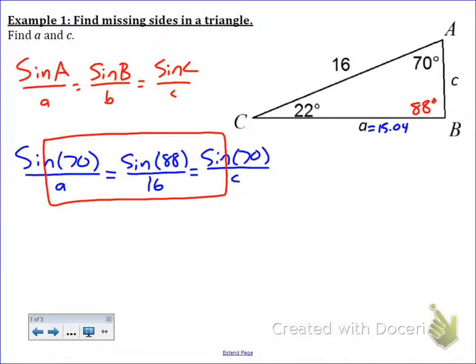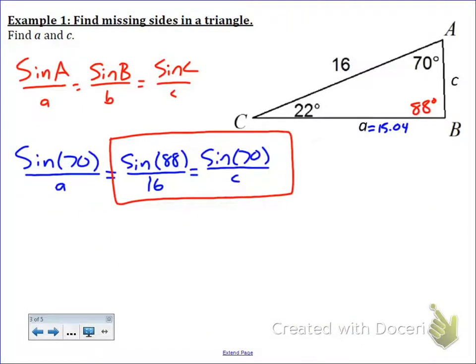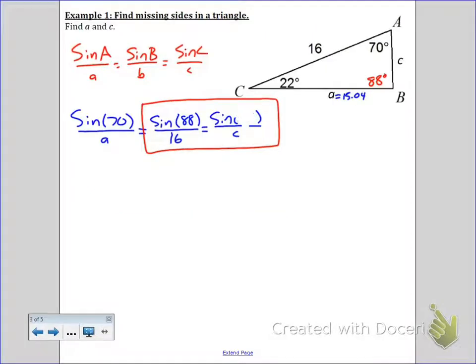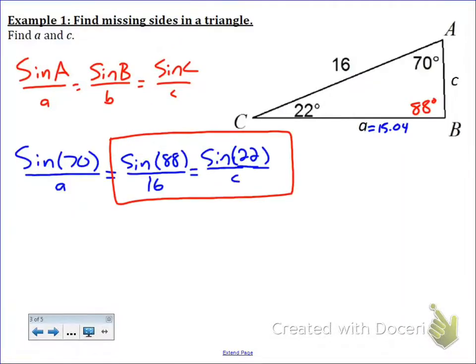So similar setup, I'm still going to use sine of 88 over 16, but I'm going to use sine of 22 over C to find out what the length of side C is. And I'm sorry, this should be 22, not 70 up here. So let's go ahead and change this to 22 instead of 70. And just like before, we're going to cross multiply. So sine of 88 times C.